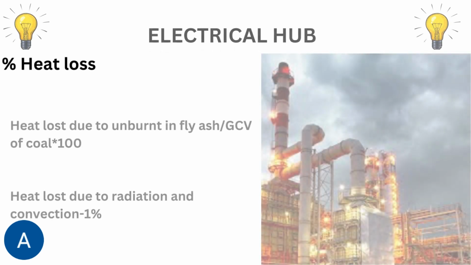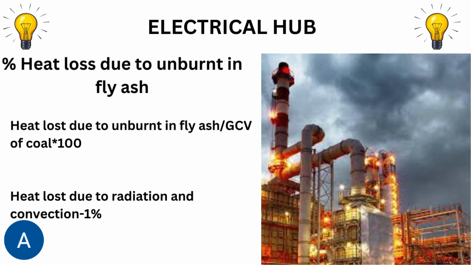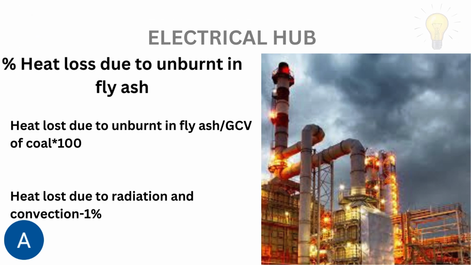So percentage of the heat loss due to the unburnt in the fly ash is the heat loss due to the unburnt in the fly ash by GCV of the coal into 100. And finally, the heat loss due to the radiation and the convection is taken as 1% because it is quite difficult to calculate. So generally we take it as 1%.